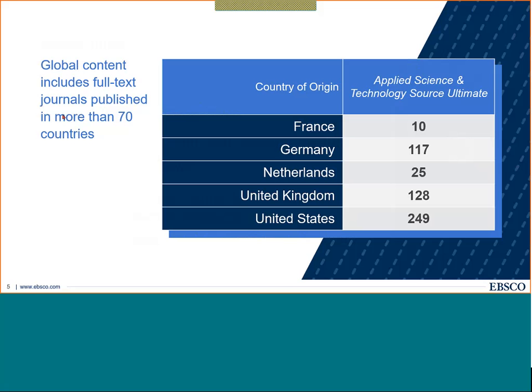There are about 70 countries. I mean, the content comes from 70 countries where the journals are published. This is just a very short example of some countries. For example, of course, the highest number comes from the United States, but also 128 journals come from the United Kingdom and so on.